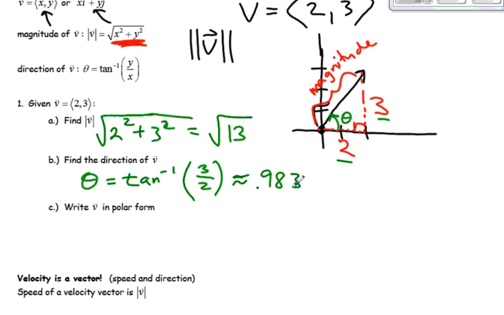And now for part C, it says to write the vector in polar form. We're going to wait. We're going to come back to that part after we've learned polars. The rest of it is fine. We can do the rest of this lesson without polars.